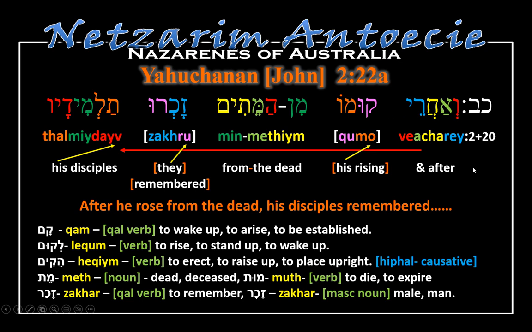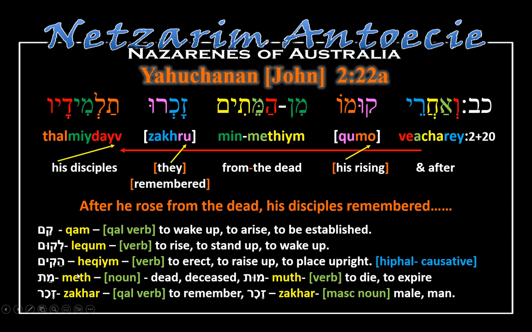Ve'acharei, and after. Kumo, his rising. Again, the pronoun on the end, that's his. And we know kum means to rise up. His rising. Min, from hametim, meaning the dead. And that's like a plural form as well with the im at the end. And this is zakru, they remembered.